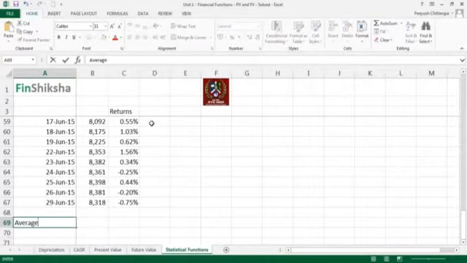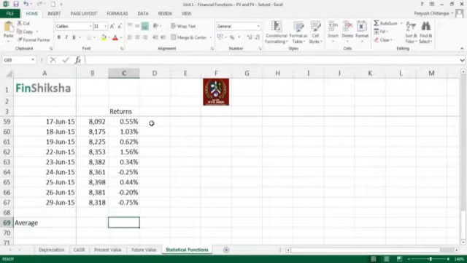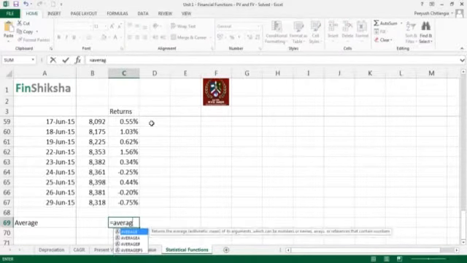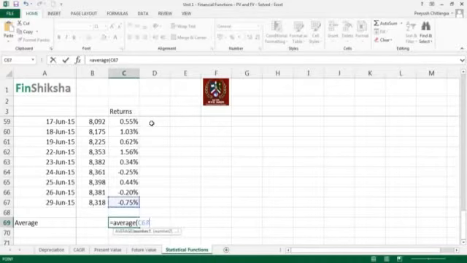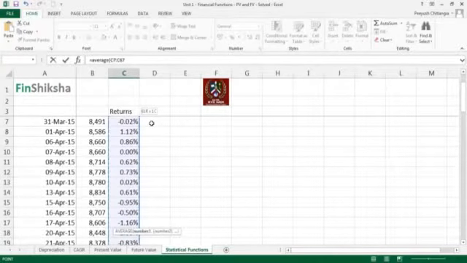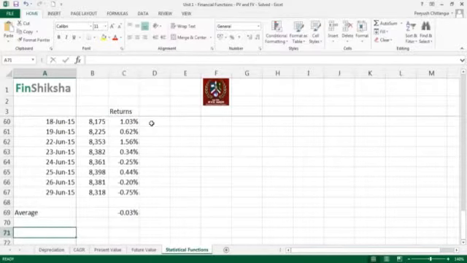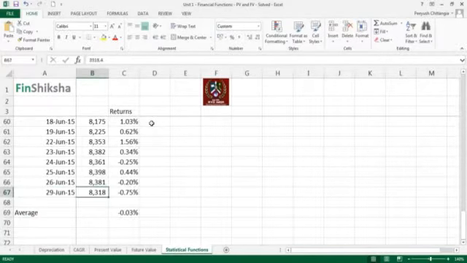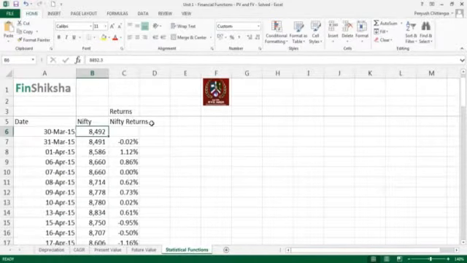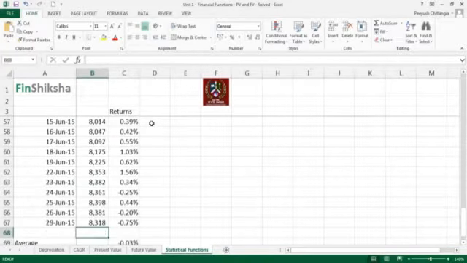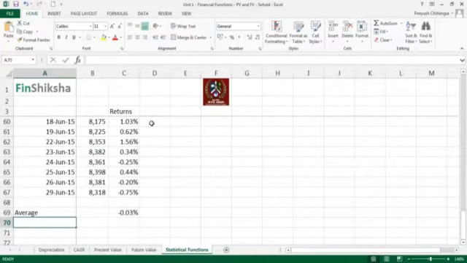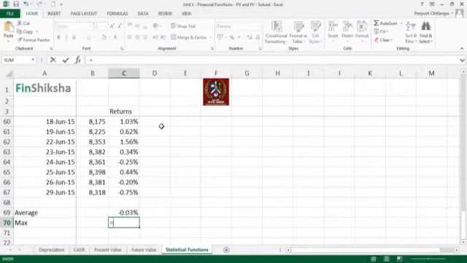So let's say we want to find out what are the average returns. For average returns, if you remember, we had this function called average. Select the entire data, Control Shift up again, and press enter. So the average return on this period is a negative number, minus 0.03%. And that's what happens because the index has gone from 8,492 on the first day to 8,318 on the last day.